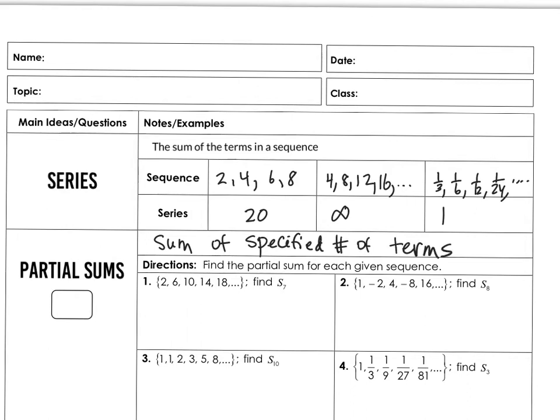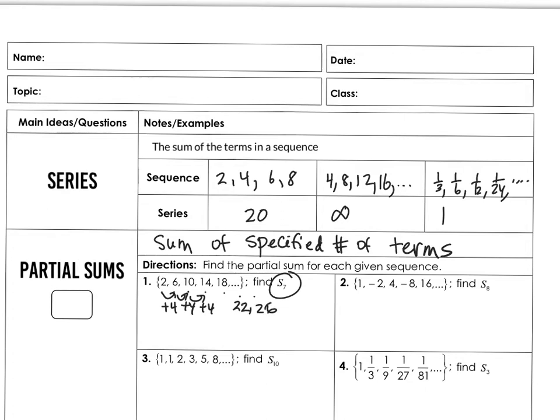Notice on this first one, they're asking us for the sum of 7 of them. So if I count 1, 2, 3, 4, 5, 6, 7, I need 2 more terms. I need to find out what they're doing each time, and from one to the next, we are adding 4. That's consistent. This is an arithmetic one, and they're adding 4 each time. So the next 2 terms would be 22 and 26.